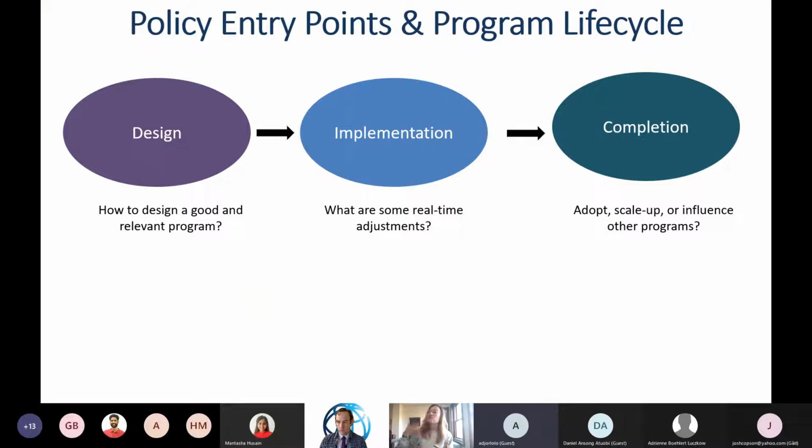Then at implementation during the life cycle, as I said earlier, you will learn things. And so what are some real-time adjustments that you can make throughout the program? And then as it's completed, you have your results, and so you can see what you want to do with them. And so, as I said, this is all kind of abstract, right?